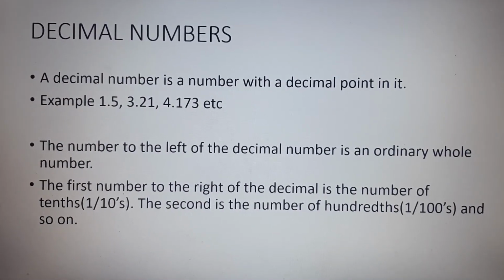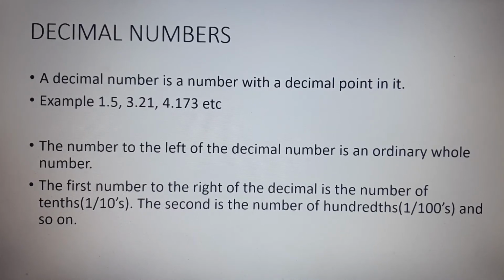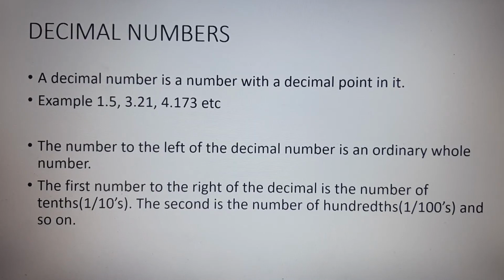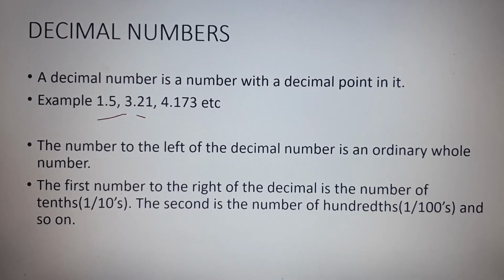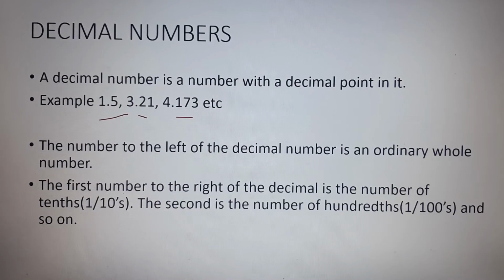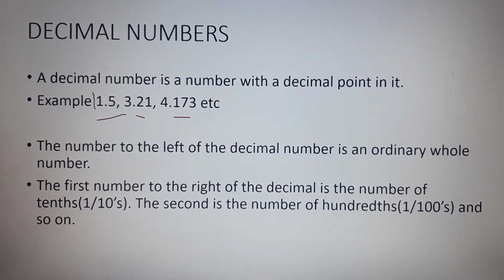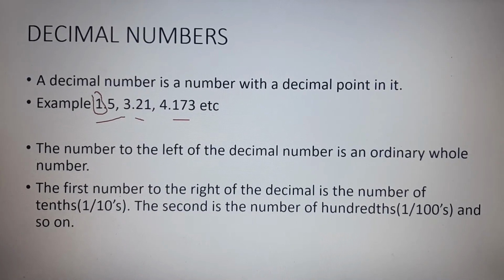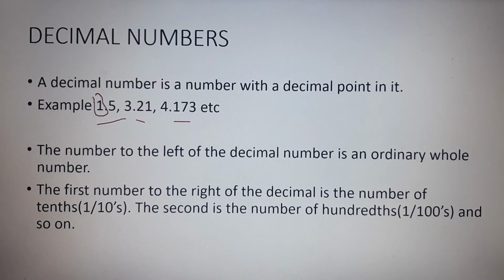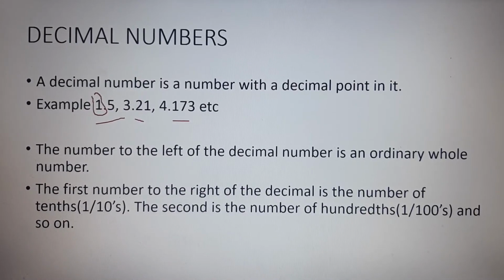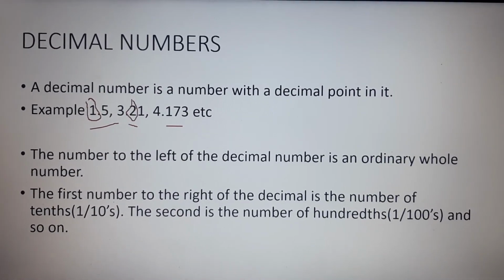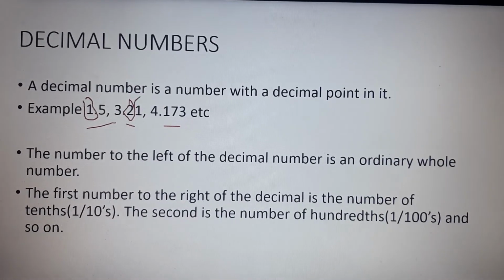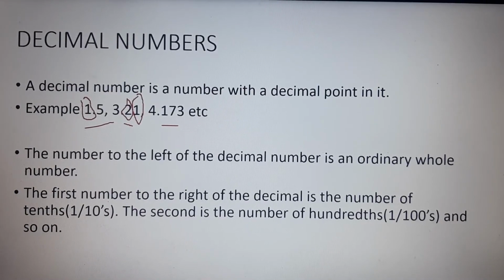Now let's move ahead. Now here is the topic of decimal numbers. A decimal number is a number with a decimal point in it. Like you can see here 1.5, 3.21, 4.173, etc. The number to the left side, that is here 1 of the decimal number, is an ordinary whole number. And the first number to the right of the decimal point is the number of tenths, like here 2 in 3.21, and the second is the number of hundredths, and so on.